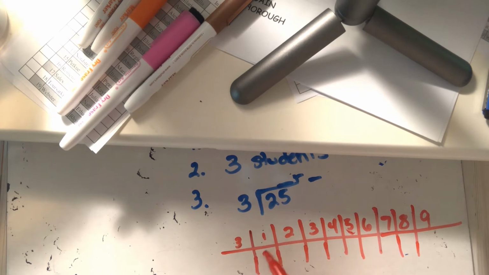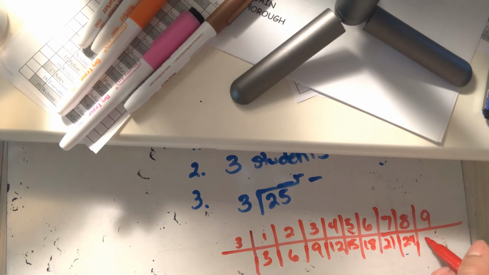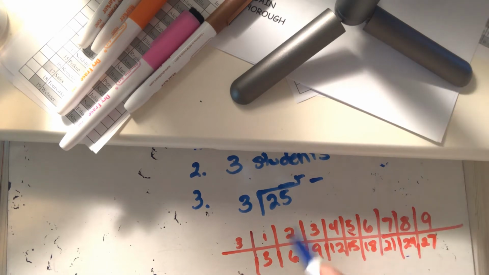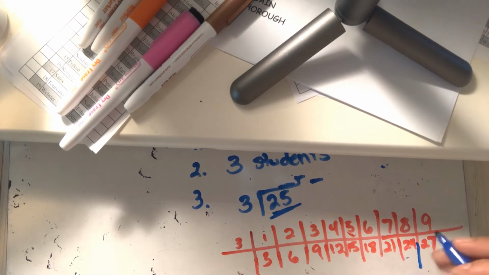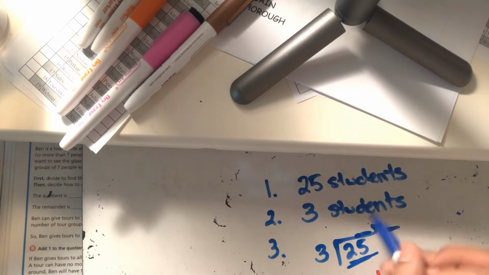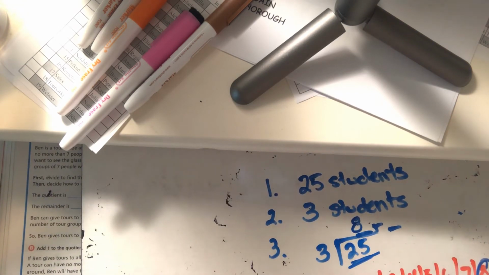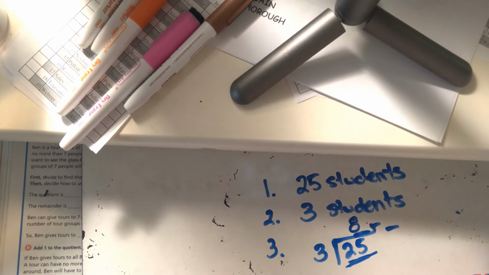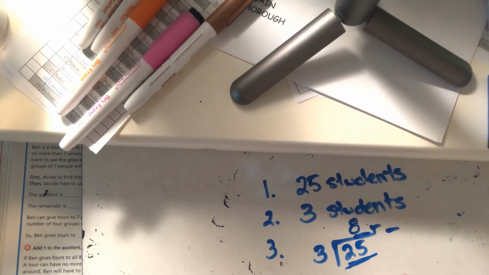So 3 times 1 is 3, 3 times 2 is 6, 9, 12, 15, 18, 21, 24, and 27. Okay, so my 25 is going to fall right in between 24 and 27. So I'm going to use 8. So 3 goes into 25, excuse me, a total of 8 times, right?